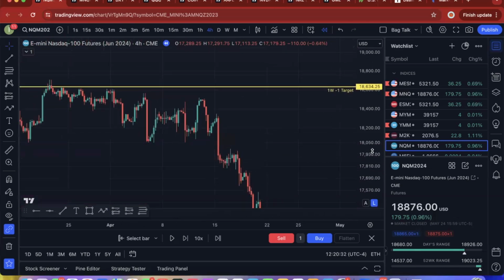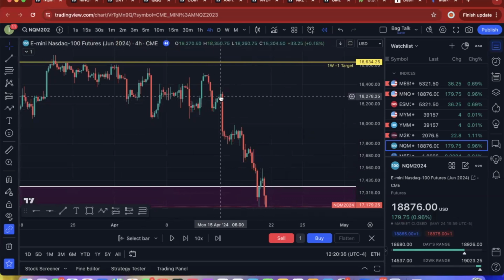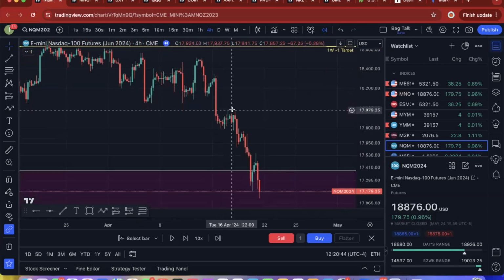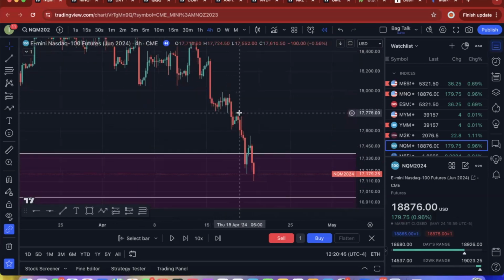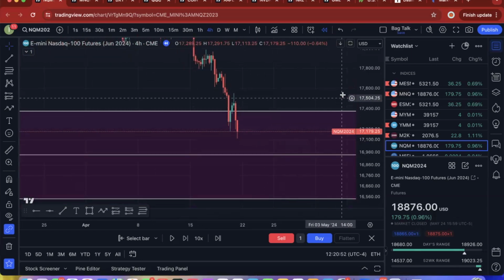Now, until we got to that purple area below, what did the 4-hour do? The 4-hour was respecting everything that's bearish in price action. We rejected this bearish fair value gap right here. Price came down, rejected another bearish fair value gap. Price came down, rejected right at these lows right in here. Price came down, rejected another bearish fair value gap. Price came down. Now we're in the area.